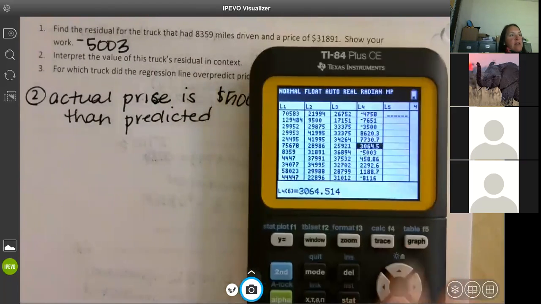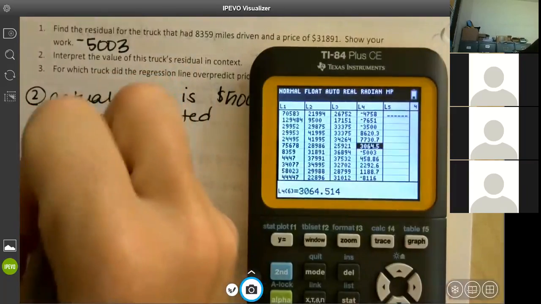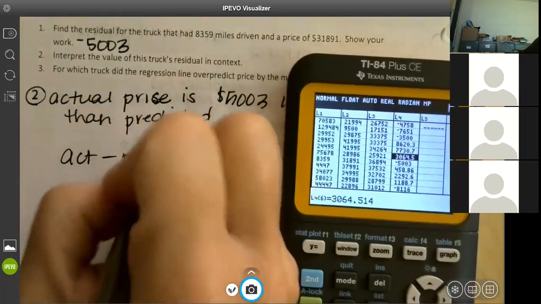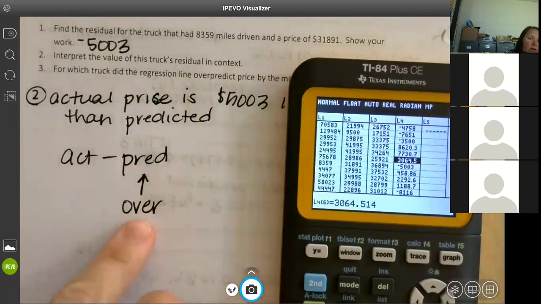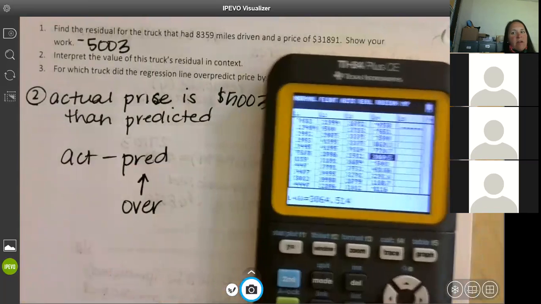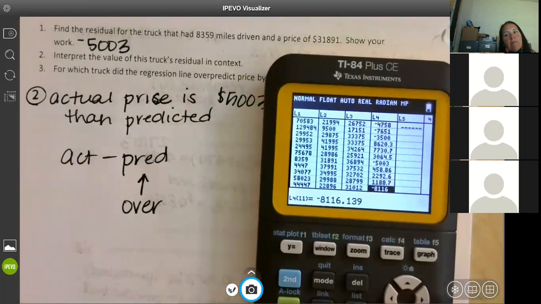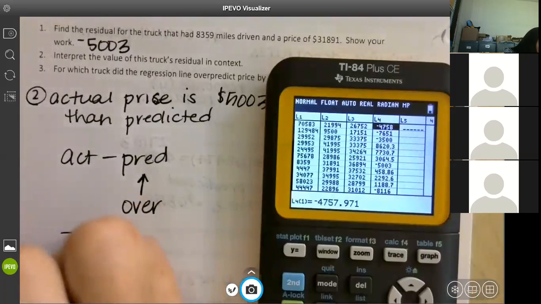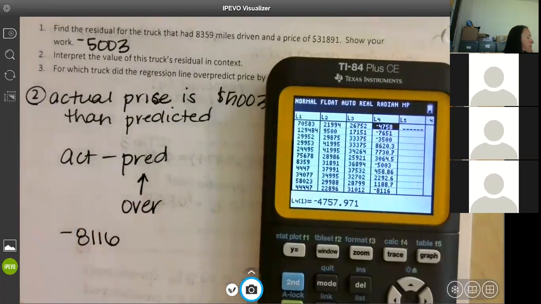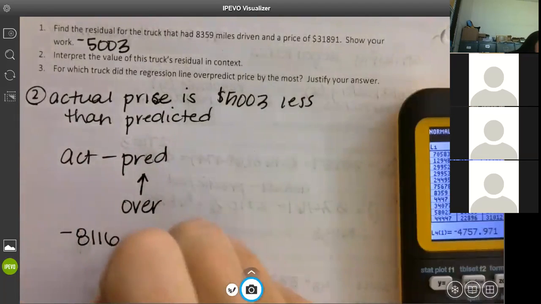It's an over prediction, so that means when you do your actual minus your predicted, this number would be bigger, causing a negative number. Does everybody see that? Do you understand what I'm saying? All right, so I want the biggest negative number that I can find. What's the biggest negative that you saw? Negative 8,116. Good. So again, we were looking for the largest negative value.